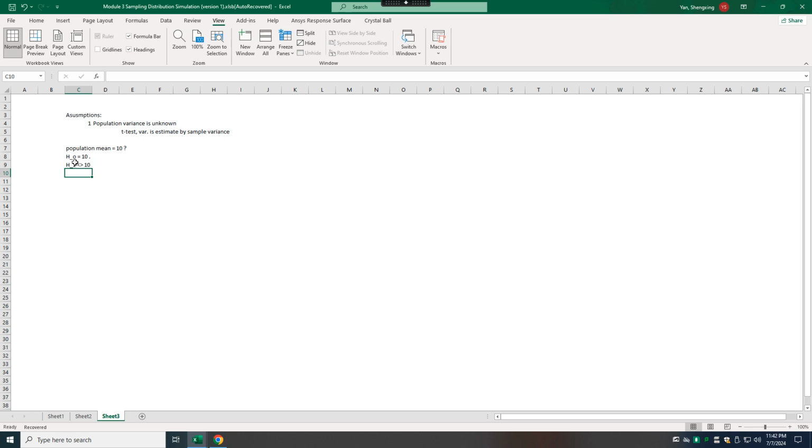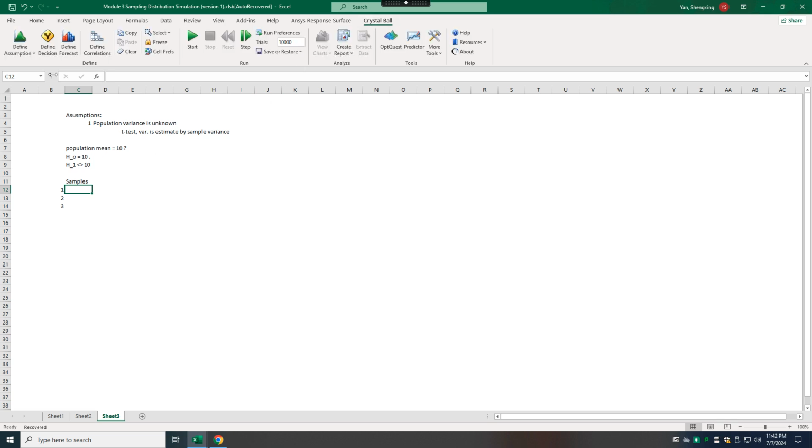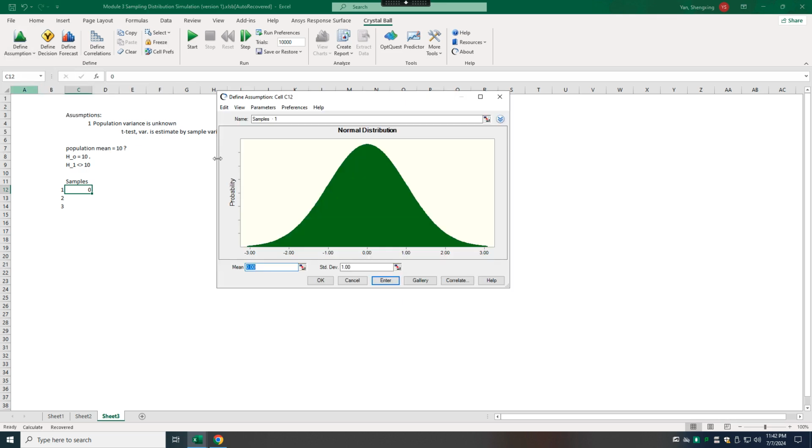We choose a small group of data, that's our samples. In this case, we choose 30 samples, and then we use the Crystal Ball function, which has a defined distribution, since we assume they are coming from a normal distribution with mean 10 and standard deviation 2. Enter.